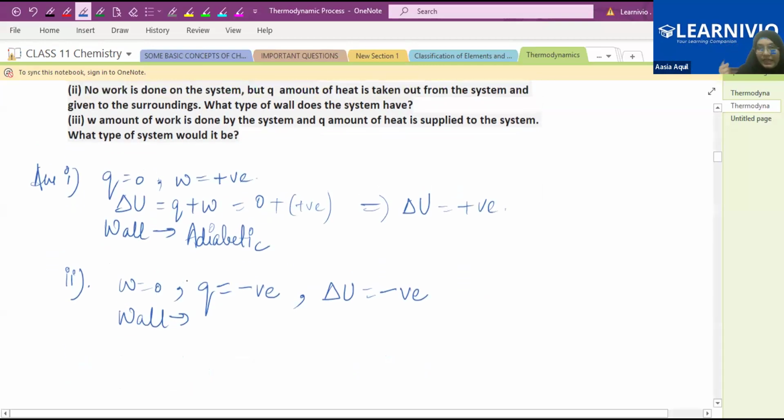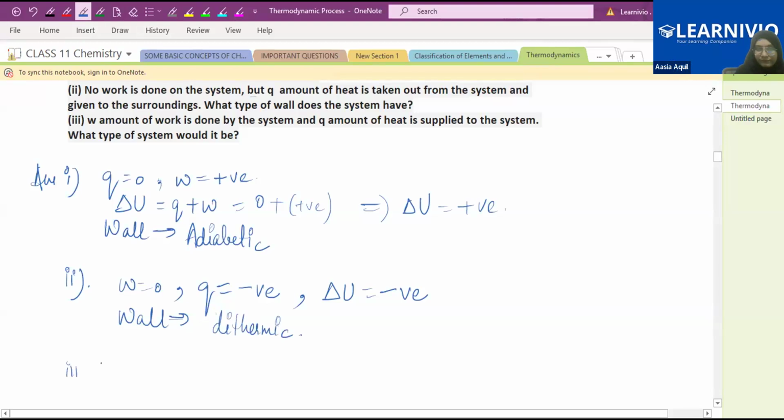What is in a diathermic wall? Heat exchange is possible; it allows thermal conductivity. You can see Q amount of heat is taken out of the system, meaning heat is exchanged from this system to the surrounding, right? Heat is being released. So it means the wall should be diathermic. A diathermic wall is a wall in which thermal conductivity is allowed. So it's a diathermic wall.